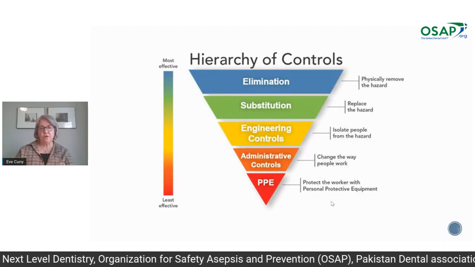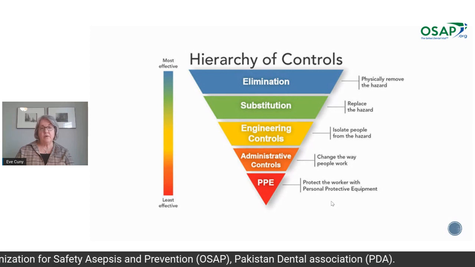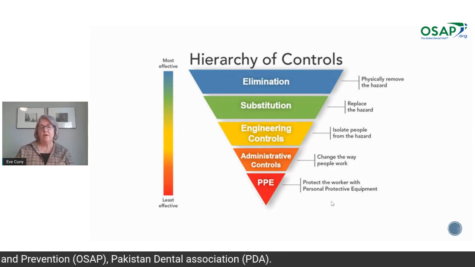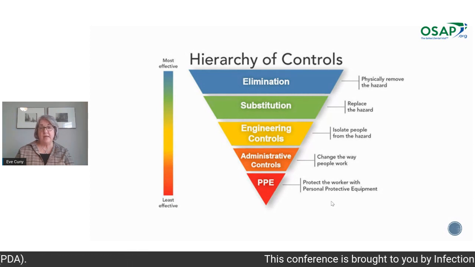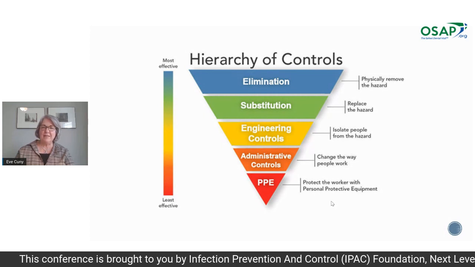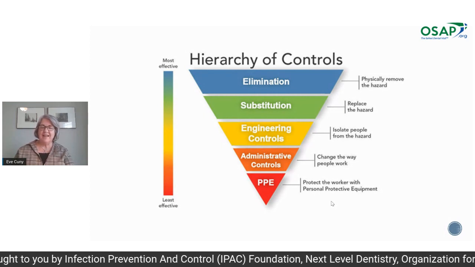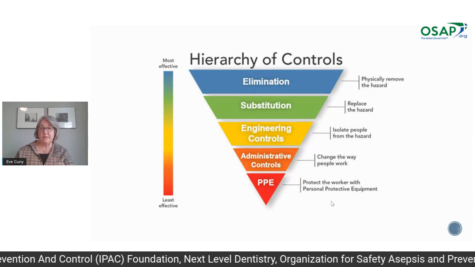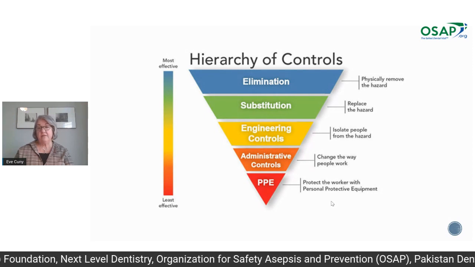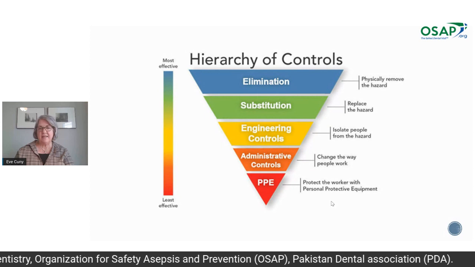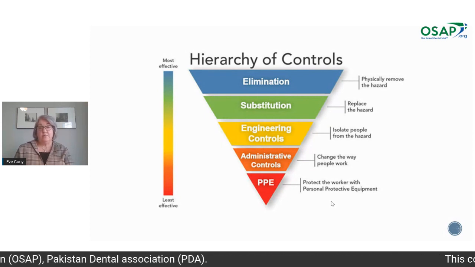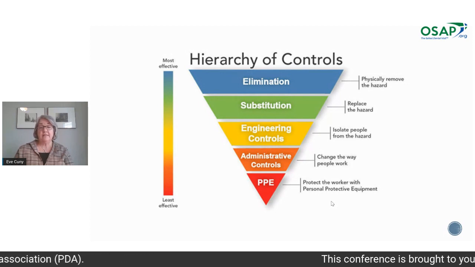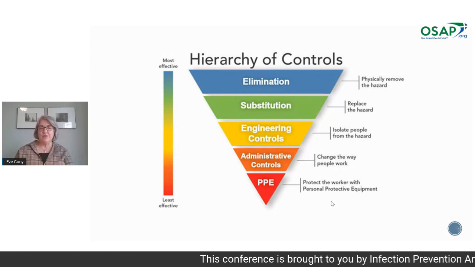So when we look at how to control these risks, we look at what's called a hierarchy of control. Ultimately, you would like to eliminate a risk. That is the most effective way to reduce risk. But of course, we can't physically remove the hazard because we're treating patients. And so elimination is not a possibility in this case. And neither is substitution. We can't replace the hazard with another one. So that works in things such as hazardous chemicals, where you could potentially use a less hazardous chemical, but it doesn't work when treating patients.